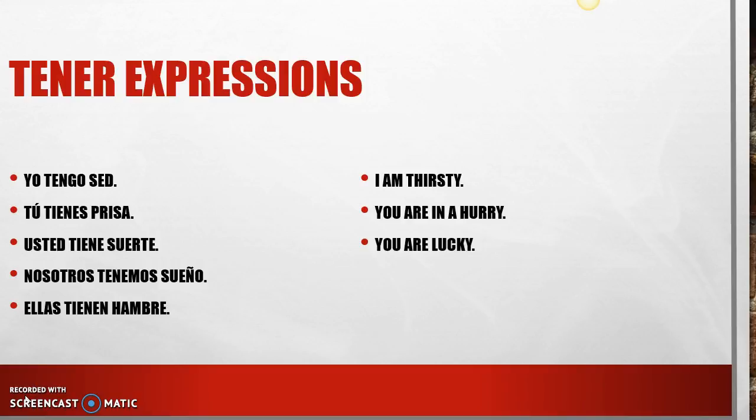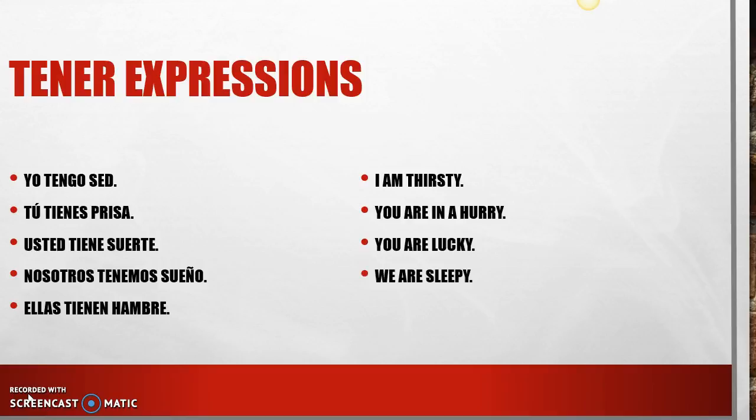Usted tiene suerte. Since our subject is usted, we conjugated tener in the usted form. Tener suerte translates to be lucky. So, usted tiene suerte is you are lucky.